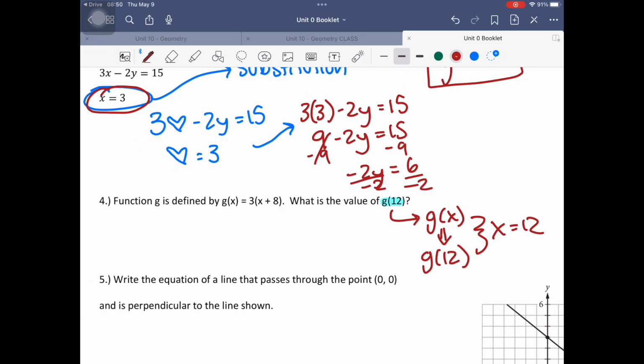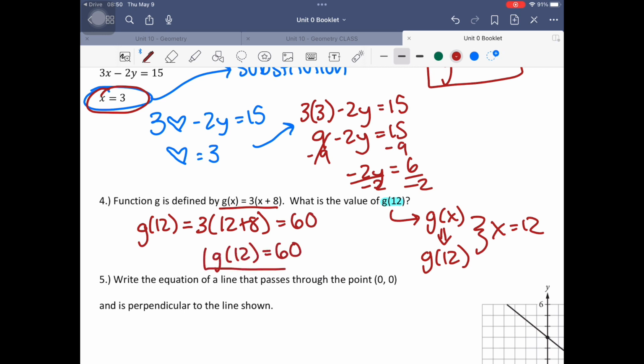So when I come to my function right here, all I'm going to do is put g of 12, because that's what I'm plugging in for x, is 3 times 12 plus 8. And if you plug that into your calculator, 3 times 12 plus 8 is going to give me 60. So you would say this, g of 12 is equal to 60. Okay. The biggest thing is knowing this. Make sure you know that.